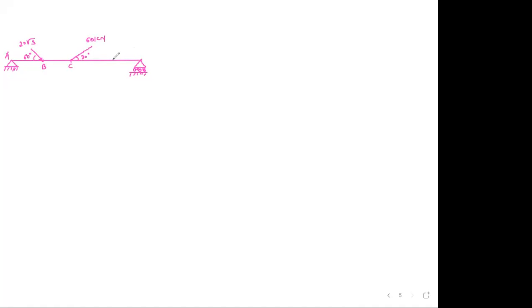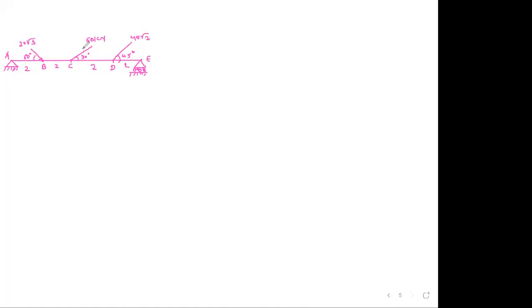After that at D point again an inclined load is applied, and the angle is 45 degree and the intensity is 40 under root 2. And this is D point and the last one is E point. So the distance between A to B is 2 meter, B to C is again 2 meter, C to D is 2 meter and D to E is 2 meter. So this type of questions will be asked at that time.